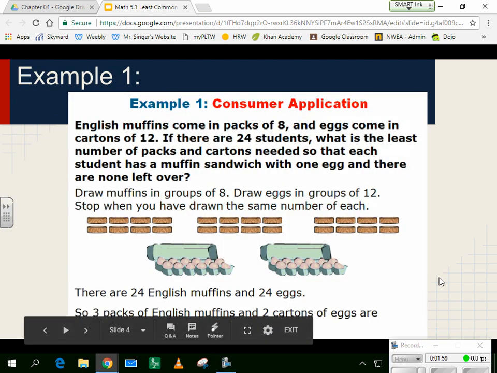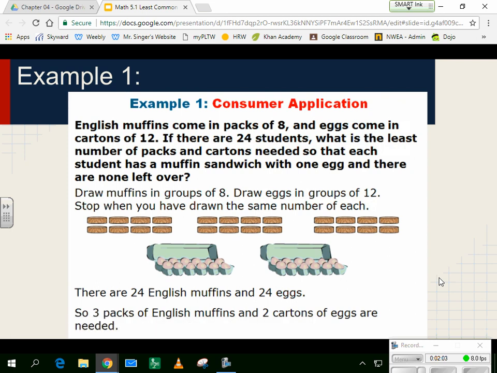So here's the first scenario where you can think of pieces when you buy them, when you go to the store. English muffins, if you're buying English muffins, they come in packs of 8. And don't get the whole wheat ones, they're not that good. Eggs come in cartons of 12. So if there are 24 students, what's the least number of packs and cartons that you need? It's kind of like doing a ratio and trying to figure out what the ratio is for this.